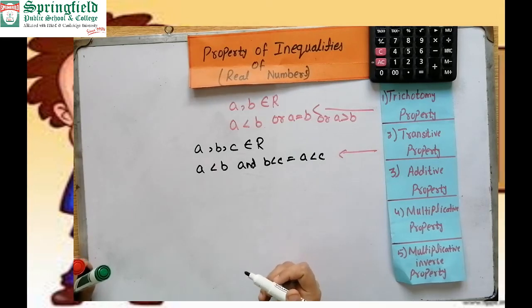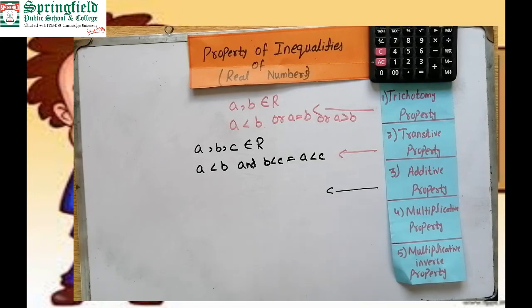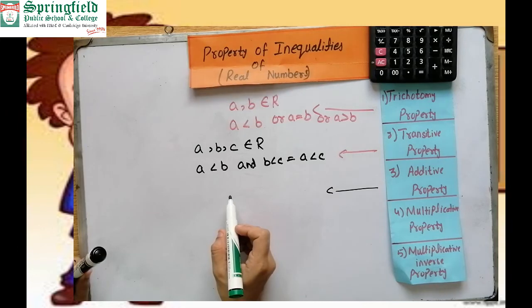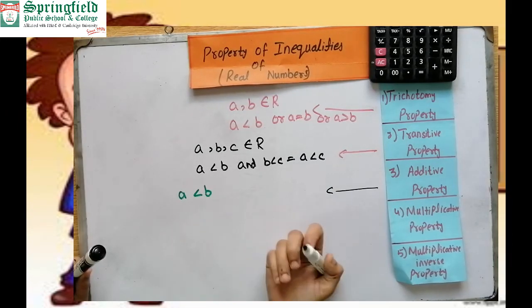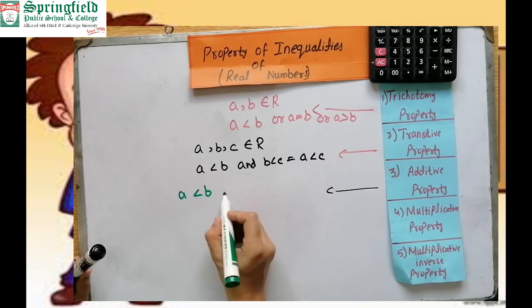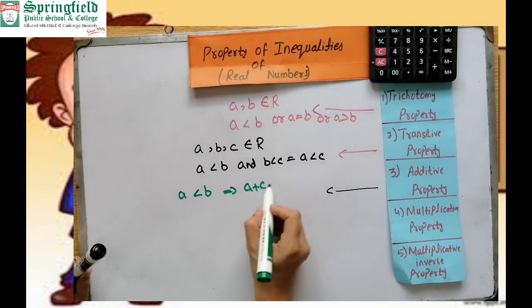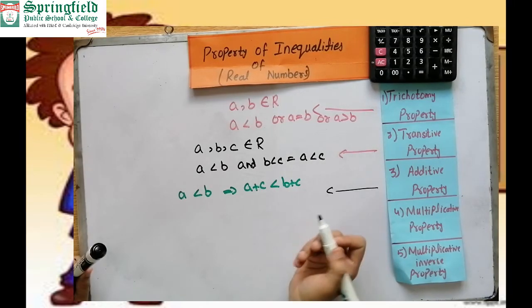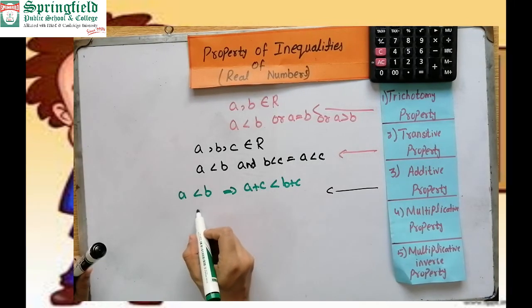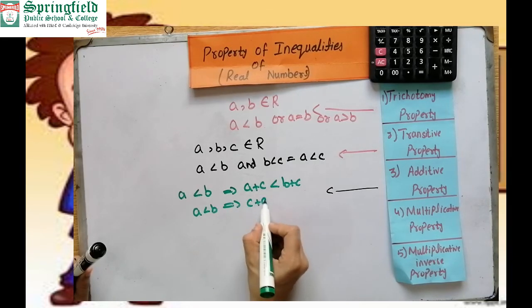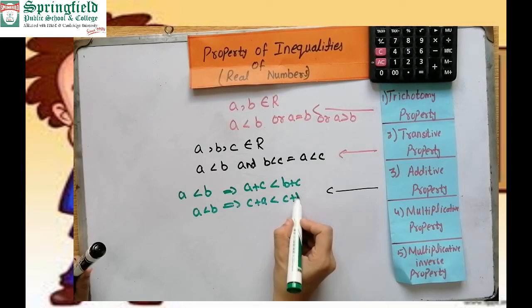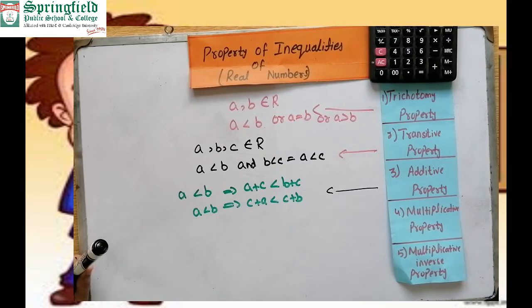And the third one is the additive property. It means when A, B, C belong to the real numbers and A is less than B, then A plus C is less than B plus C, or C plus A is less than C plus B. These are the categories.